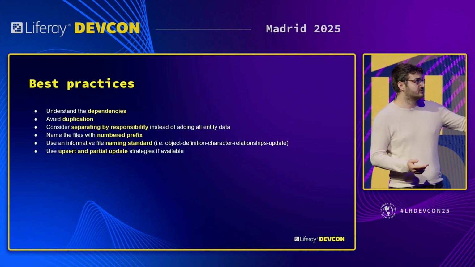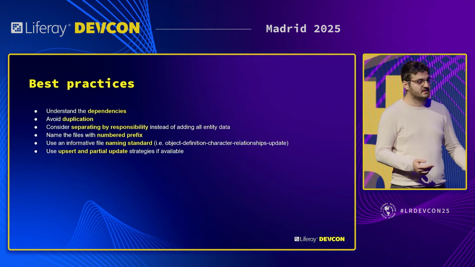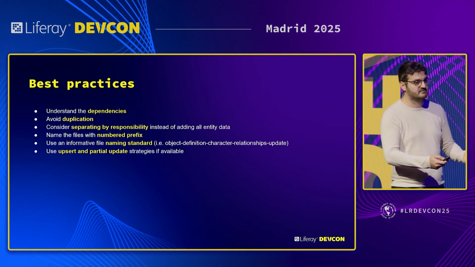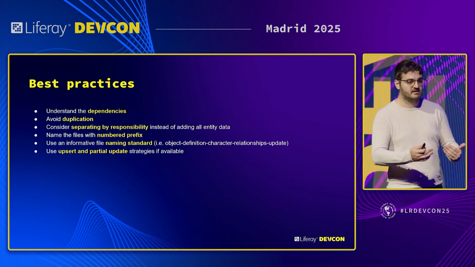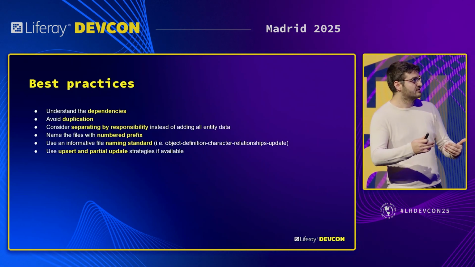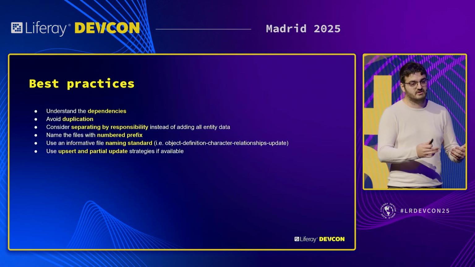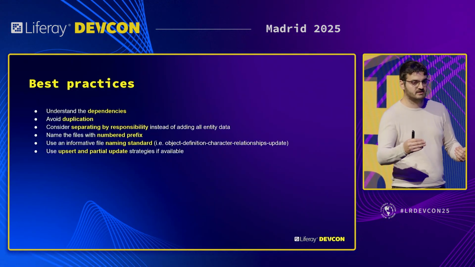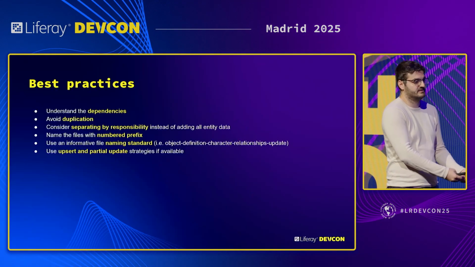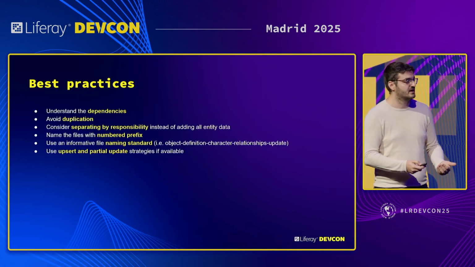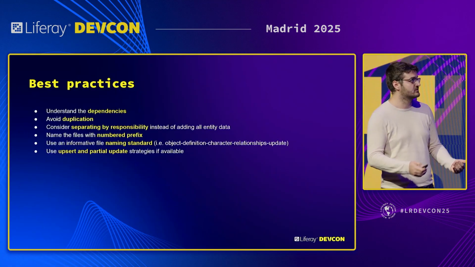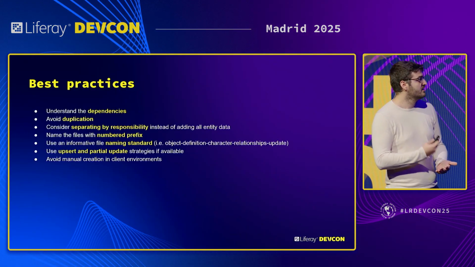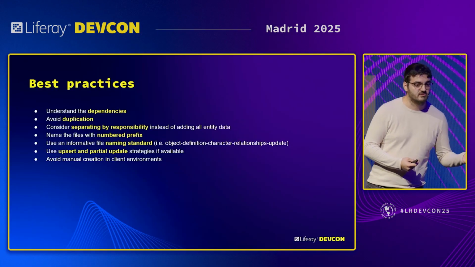Every time that you can, try to use upsert and partial update if they are available and they work, because they are the easiest to deploy later if you have other updates to the batch, and you don't have to make the deploy in a void environment, and you can use it for your production environment because it will just add what you need. Also try to avoid manual creation in local environments.